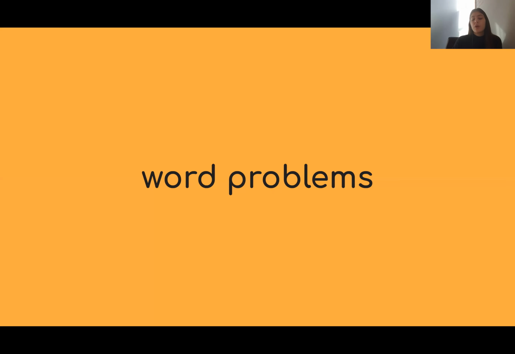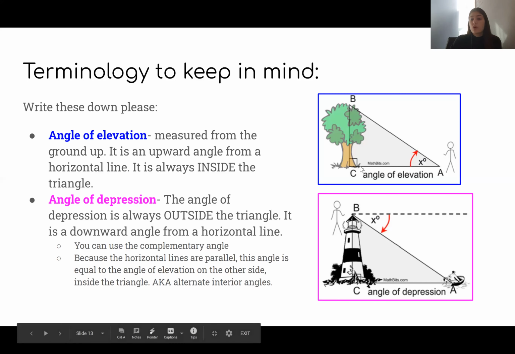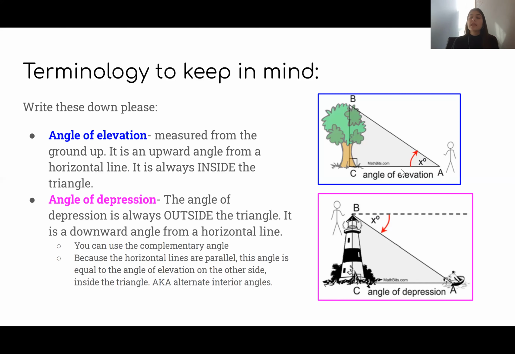So let's start with word problems. There's 2 key terms that I want you all to keep in mind: the angle of elevation and the angle of depression. The angle of elevation, you can see over here, is outlined in royal blue. It is measured from the ground up. So you start off with a horizontal line at the floor, and then you elevate. That's why it's called elevation. Elevate, like an elevator, you go up.